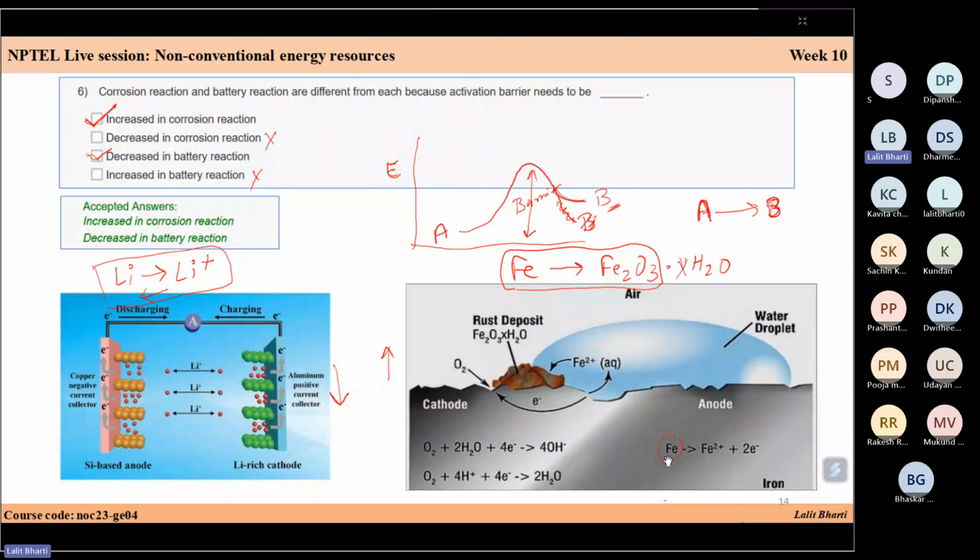get Fe to Fe2 plus. So from Fe you will get a Fe2O3 product. So this is basically your rust. Your rust is iron oxide. So you will get Fe here, and Fe2 plus will react with the atmospheric oxygen and you will get Fe2O3.